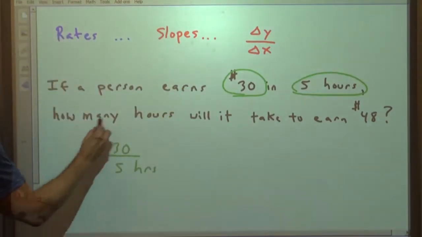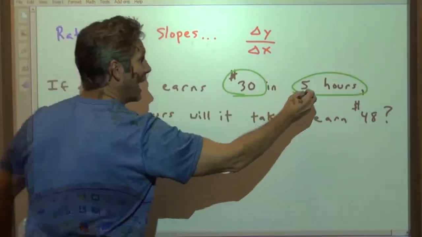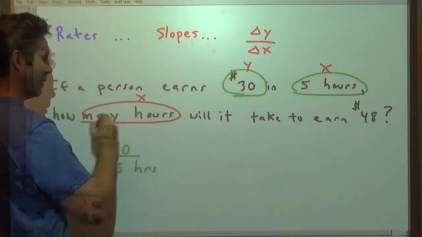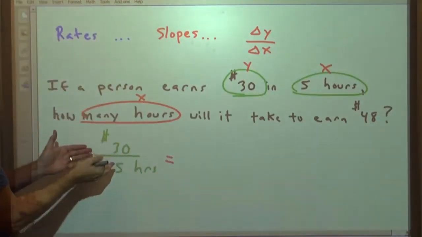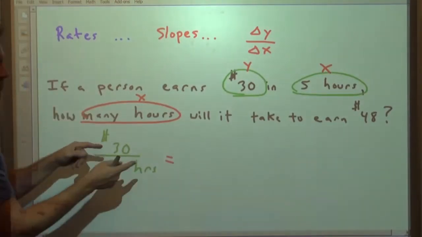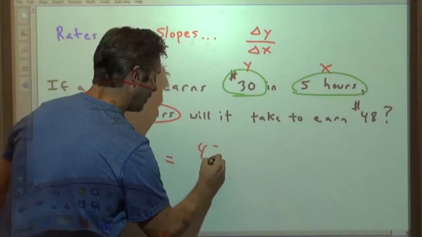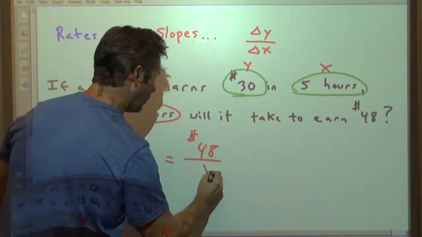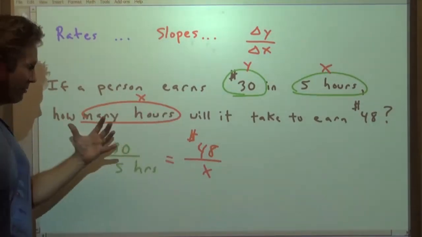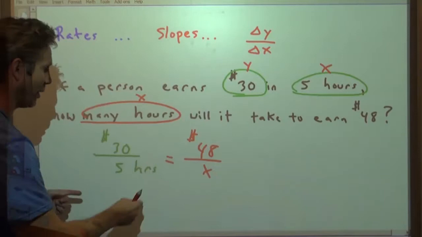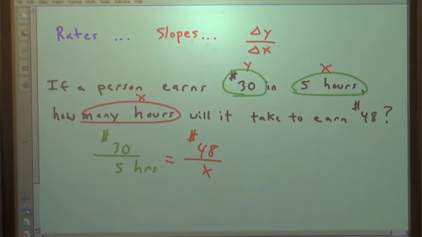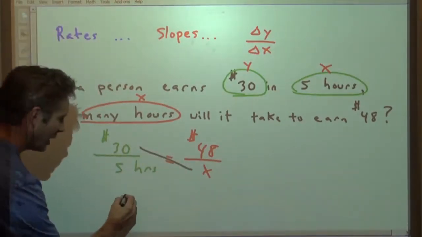Well, we don't know what the number of hours would be. Since we decided hours would be x and dollars would be y, we're going to make hours be x right here. And so we're going to set this, they have to be equal rates, equal slopes. So this ratio or rate must be equal to $48 divided by the unknown number of hours that we're trying to find. So slope equals slope, rate equals rate, fraction equals fraction, ratio equals ratio, and they must be in proportion because they're equal to each other. So now we just bust out that idea that when you cross multiply, you get equal amounts.